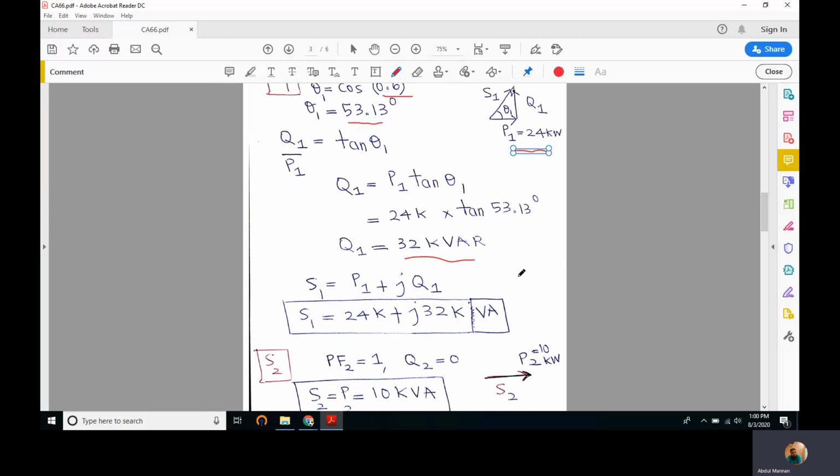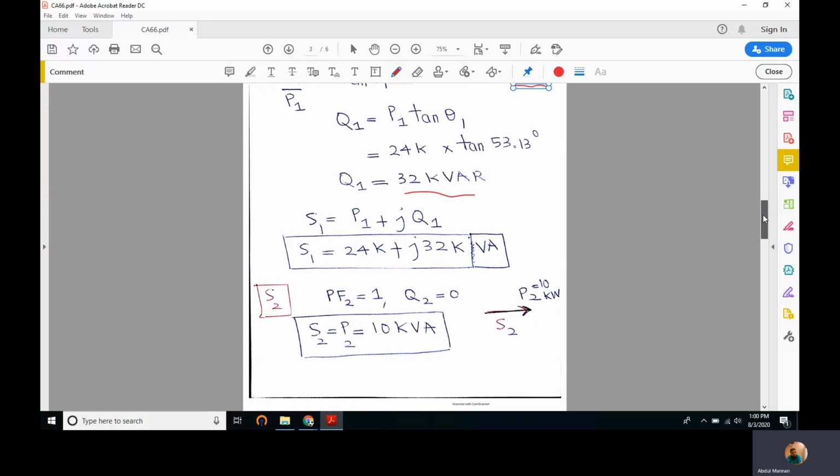We already know that S is the complex power. It's the average power plus j times the reactive power. Similarly, for S2, it is given that the power factor is 1. When power factor is 1, this means Q2 is 0. There is no inductor or capacitor in the load. So the S is the same as P.